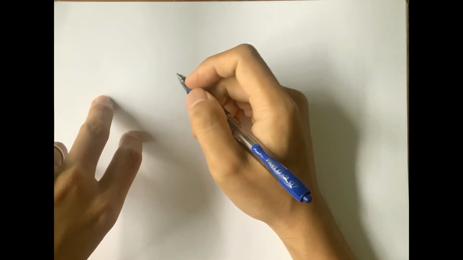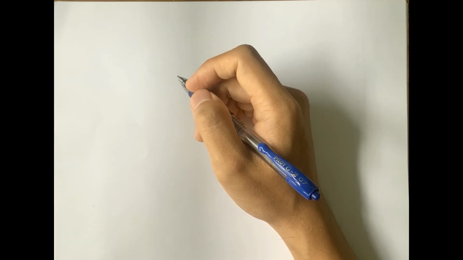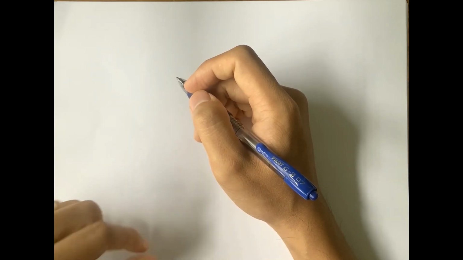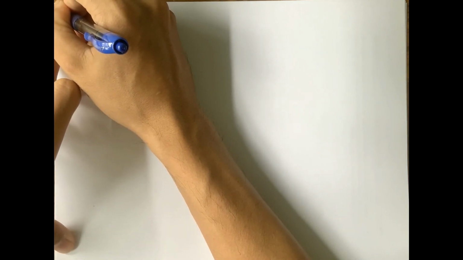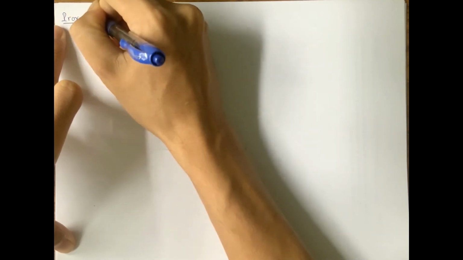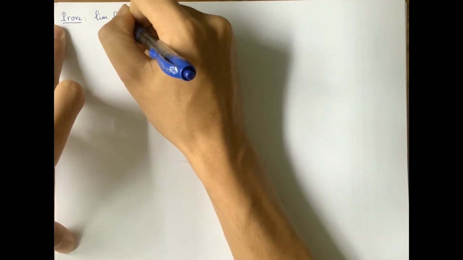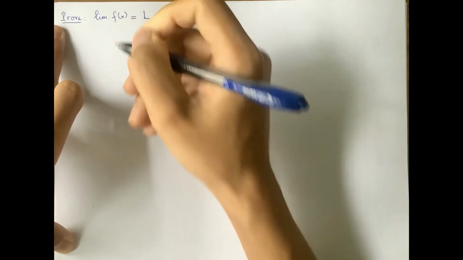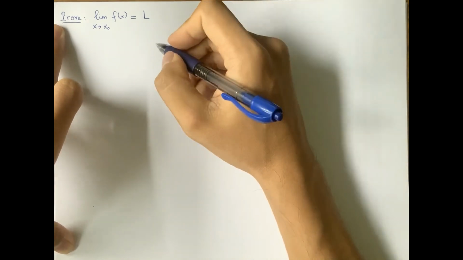Hello everyone, today I'm going to show you how to successfully pick the delta in the epsilon delta definition of limit. So most often in calculus 1, you will encounter a problem that asks you to prove that the limit of some function f of x is some value L as x approaches some real value x0.